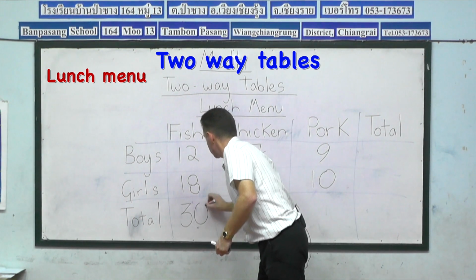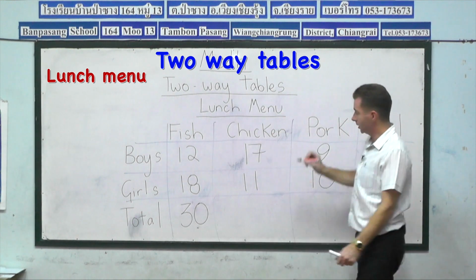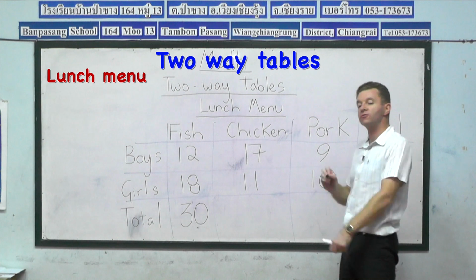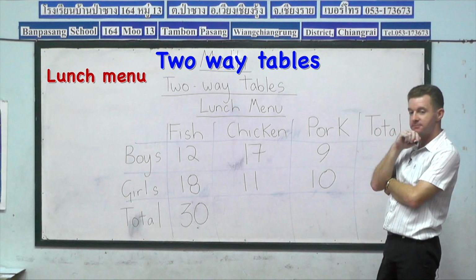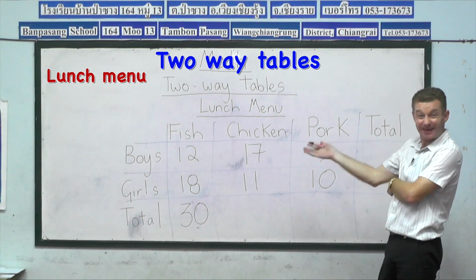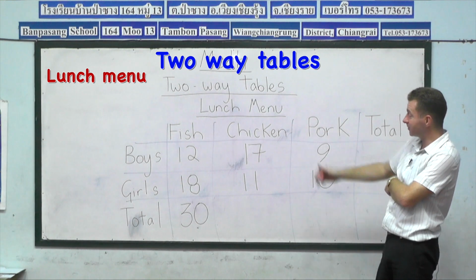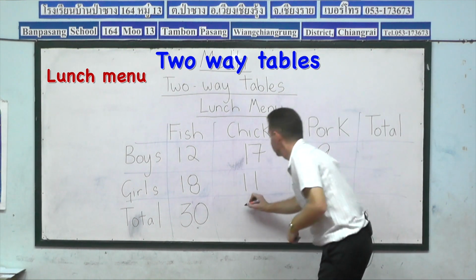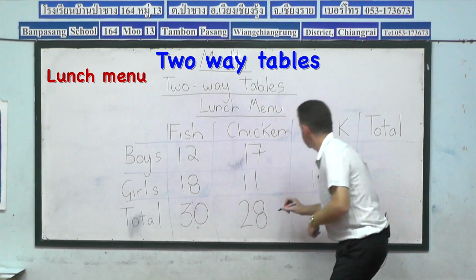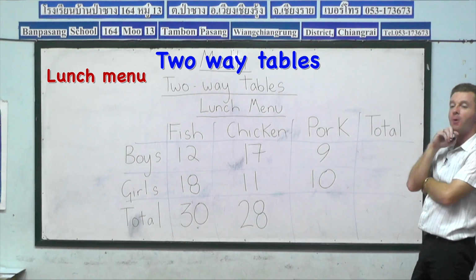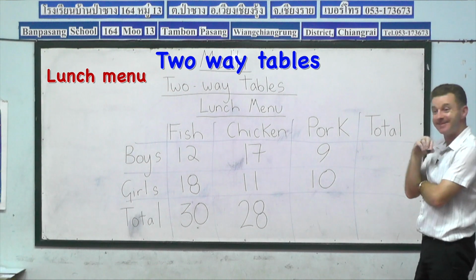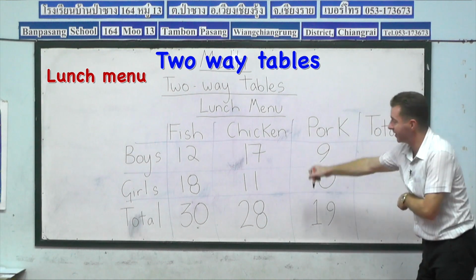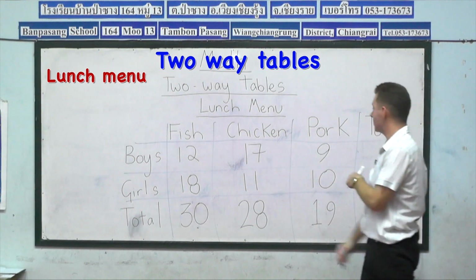30. Okay, so Prel, looking at the chicken column now, what's the total number of students who chose chicken? 28. You see? Easy when you know how. We just take the two amounts, 17 boys, 11 girls, 28. And Nadia, how many chose pork? 19. So you see, when we're reading vertically, we can do our totals that way.